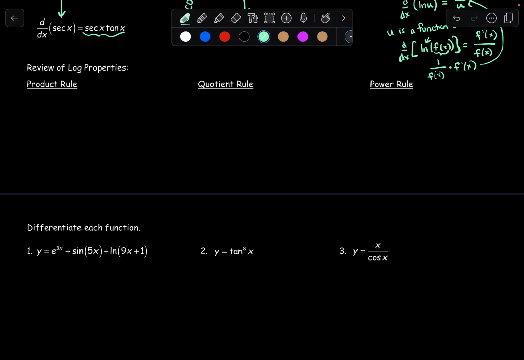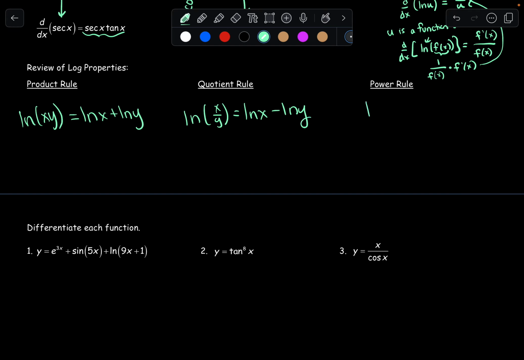But before we jump into these examples, we need a review of our log properties. The first one is the product rule, which is the natural log of x times y, okay? If you think back to Algebra 2 and pre-calculus, we can expand this and rewrite it as natural log of x plus natural log of y. For the quotient rule, we'll have natural log of x divided by y, which we can expand as well. Again, it aligns with the product rule, but you just change the sign in between. So natural log of x minus natural log of y.